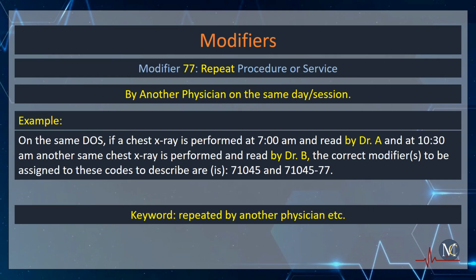Modifier 77. The CPT modifier 77 is used to indicate a repeated or subsequent procedure by another physician on the same day or same session. Let's take an example. On the same day of service, if a chest X-ray is performed at 7 a.m. and read by Dr. A, and at 10:30 a.m. another same chest X-ray is performed and read by Dr. B, we will use two CPT codes along with modifier 77 on the second code to indicate that it is repeated by another physician on the same day.